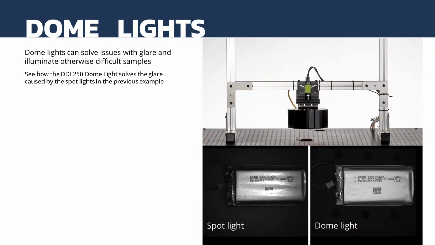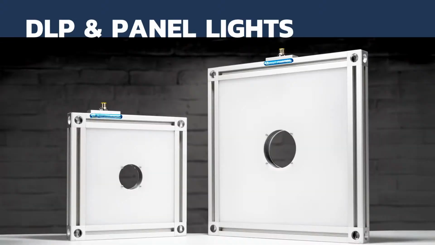So dome lights then solve issues with glare and illuminate otherwise difficult samples. We can see how the DDL250 dome light solves the glare caused by the spotlights in the previous example. So when we look at this now, you can see on the object, again, that there's no glare and that we have a flat uniform image, but unlike the spotlight, you'll notice that the height variations are then muted in this case.